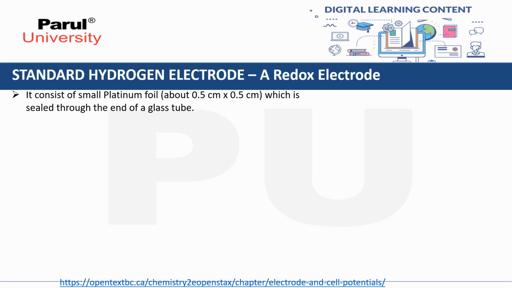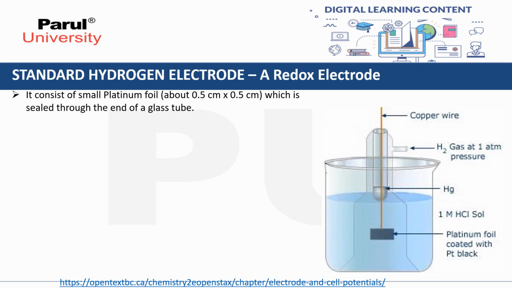Let us see one type of reference electrode, that is the standard hydrogen electrode, in short SHE, a redox electrode. It consists of a small platinum foil about 0.5 centimeter by 0.5 centimeter, which is sealed through the end of a glass tube.